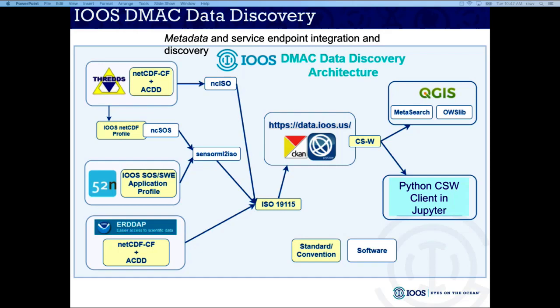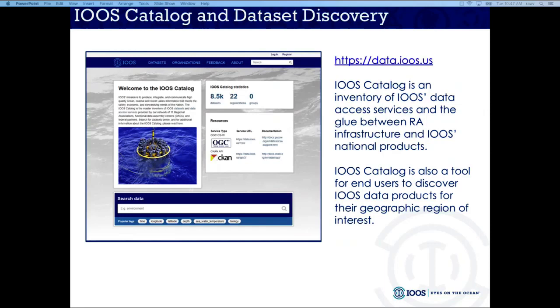The IOOS catalog, well, there's a user application out there. I won't be going to it, but you can. That's the link. So it has this human-friendly component where you can enter criteria and find products and browse. But also behind the scenes, like I said, there is an API or two that are intended for machine-to-machine access and querying.